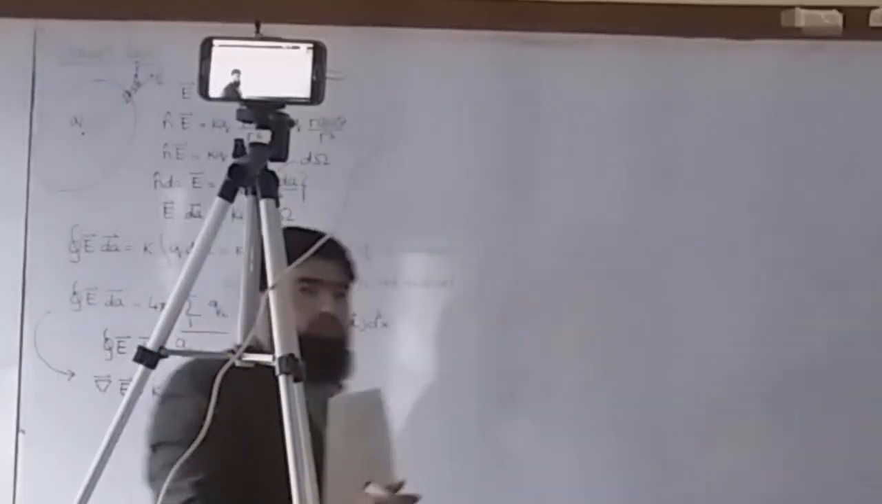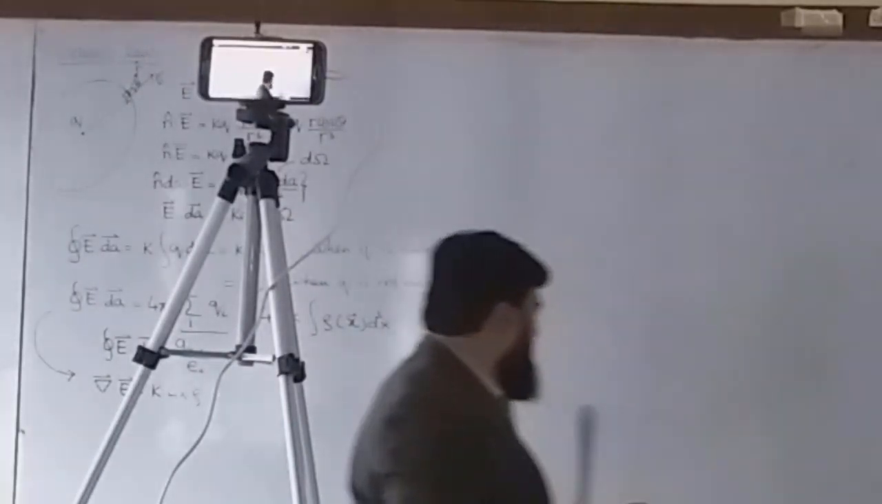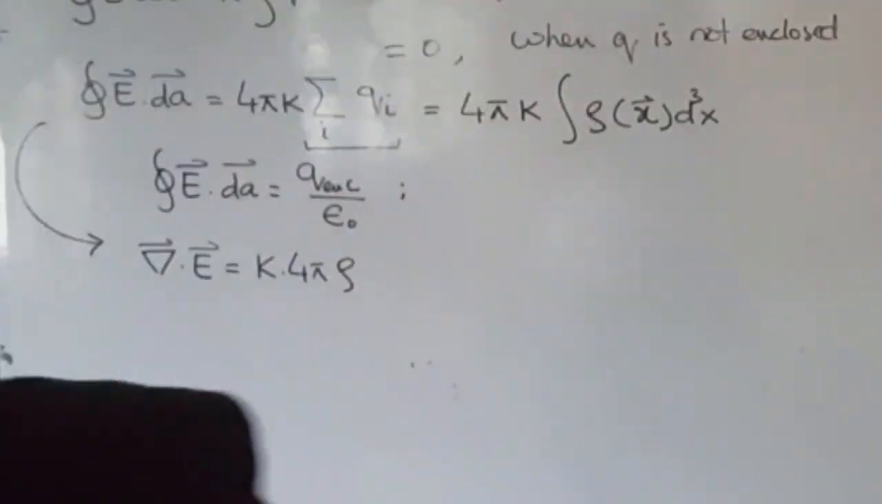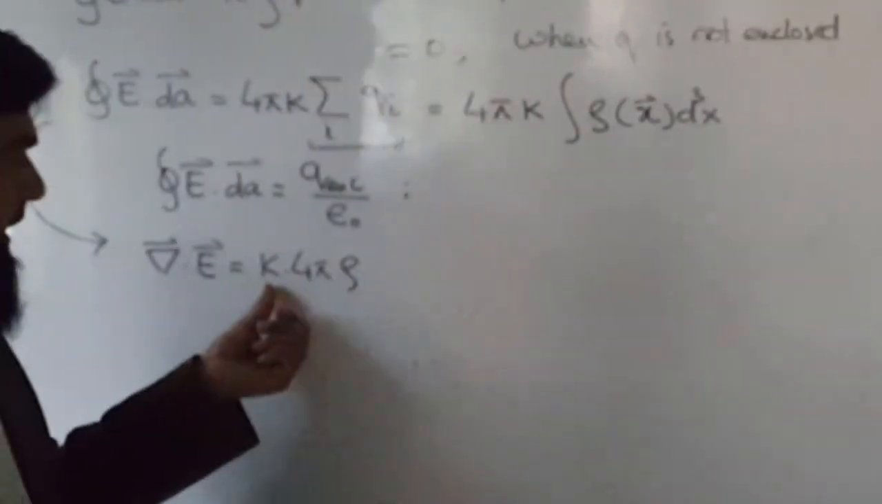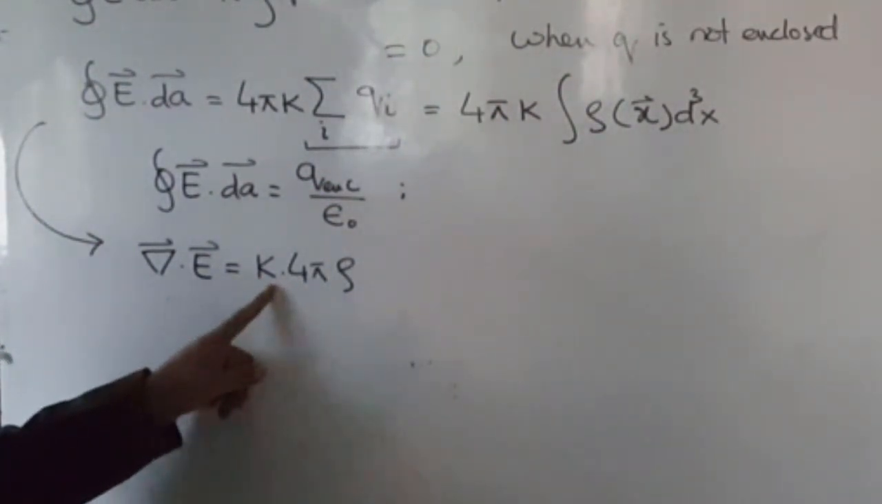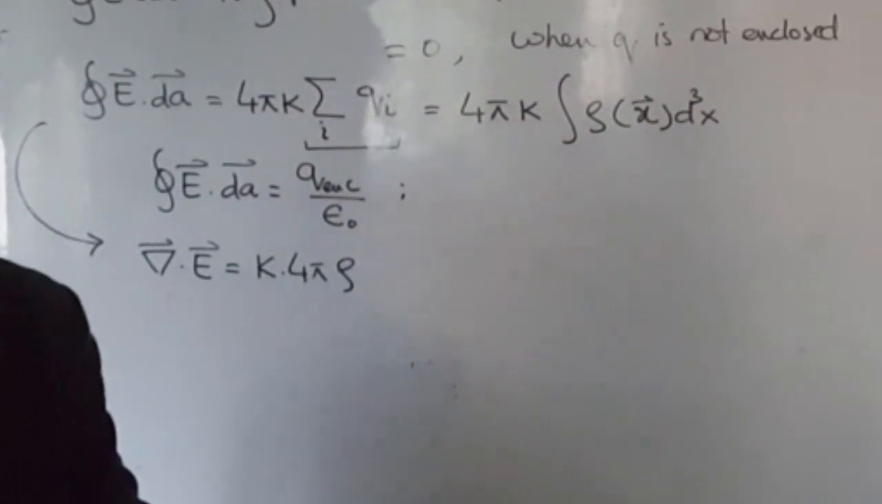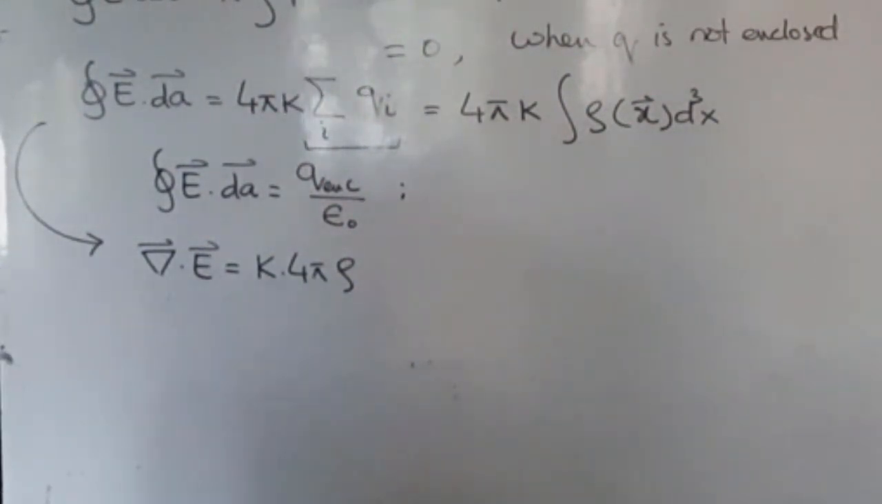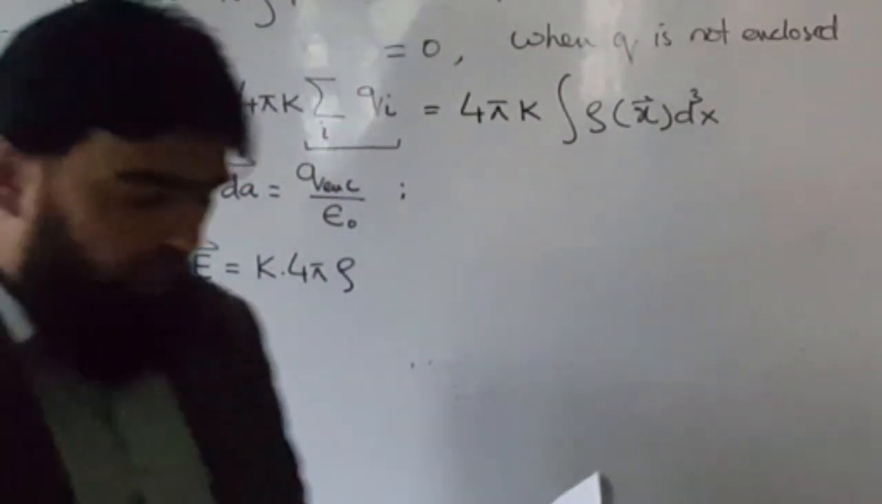4 pi with 1 over 4 pi cancel. So it will be 4 pi K rho, or K 4 pi rho as you like. If we are writing this in CGS, then K will be equal to 1, so it will be 4 pi rho. This way you can very easily do it by just making K equal to 1.